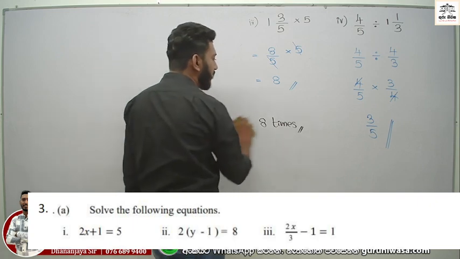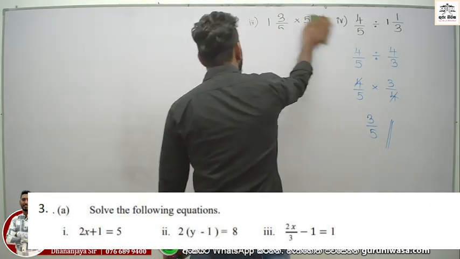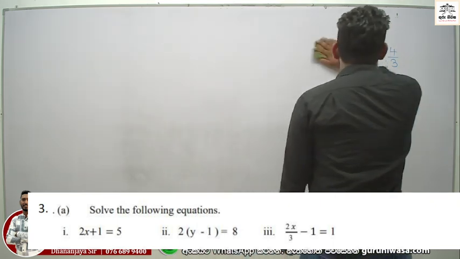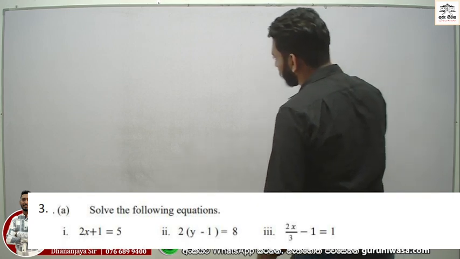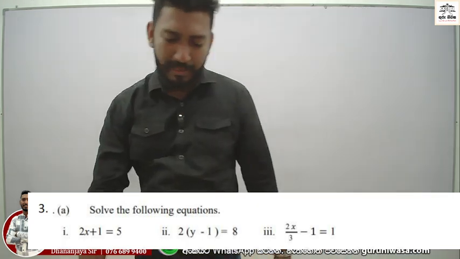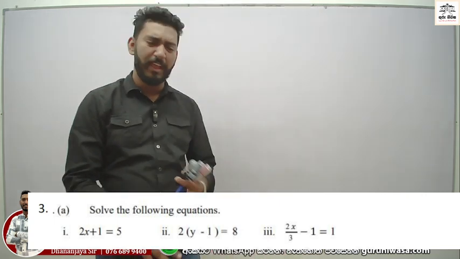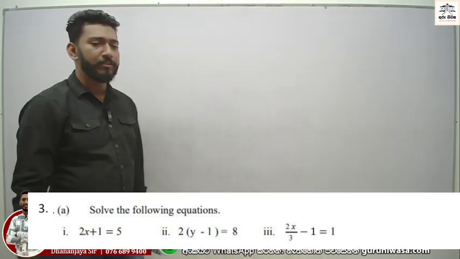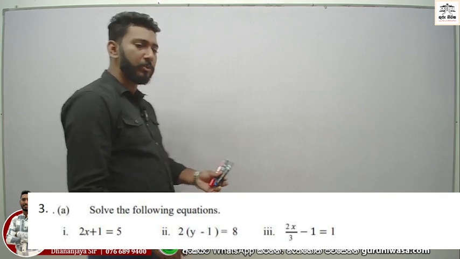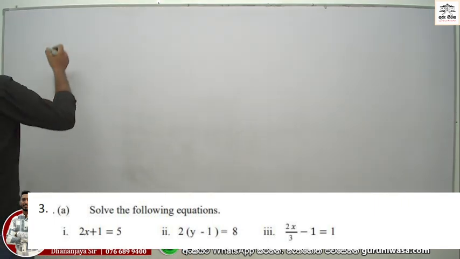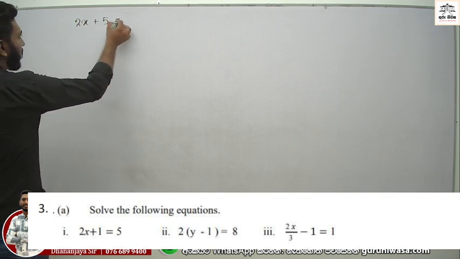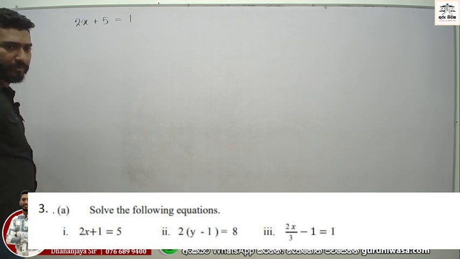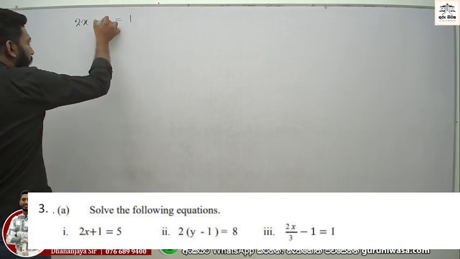Now we did the equations lesson, right? We have to find the answer for unknown terms, such as x, p, y, m. Solve the following equations. The first equation is 2x plus 1 equals 5.